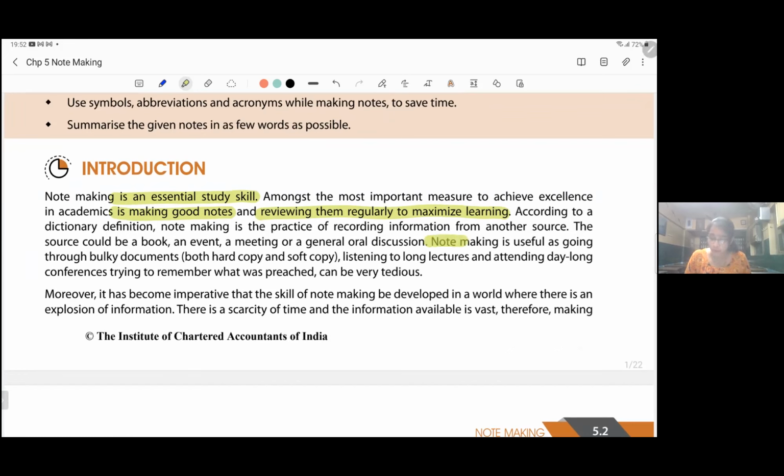Note making is useful when going through bulky documents, both hard and soft copy. Listening to long lectures and attending day-long conferences, trying to remember what was preached, can be very tedious, right? It is very lengthy. Even what I am teaching you is very much lengthy. But what you all do is you do it in a briefing way. You study it, and then when you write it, you write in brief, right?